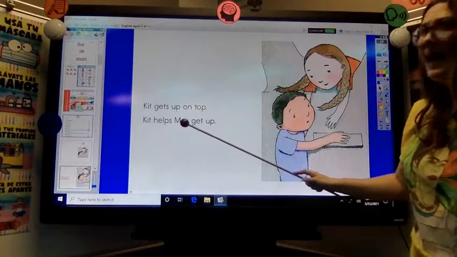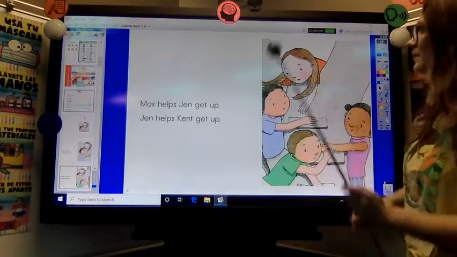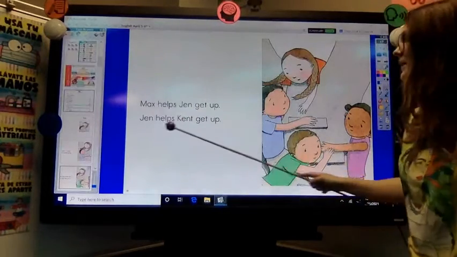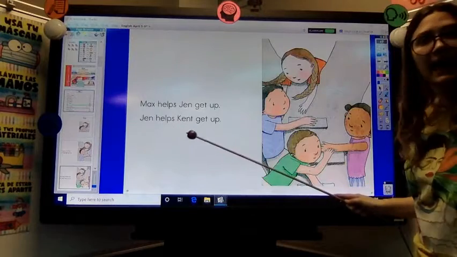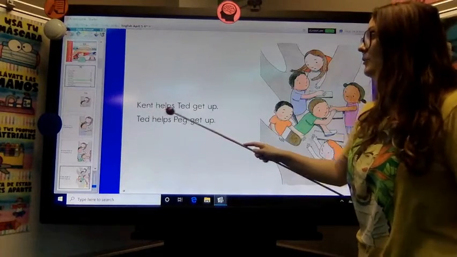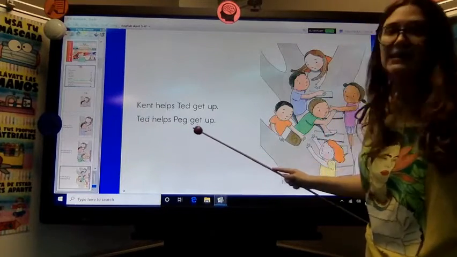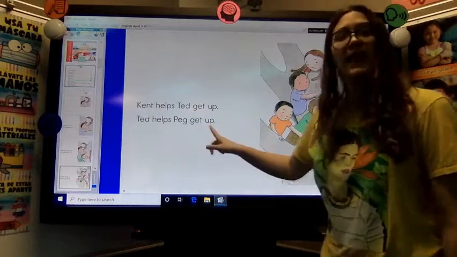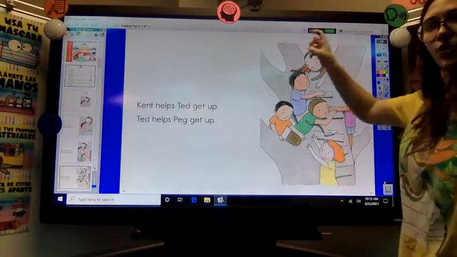Kit helps Max get up. Kit, Max. Max helps Jen get up. Right? Jen helps Kent get up. Kent helps Ted get up. Ted helps Peg get up. So we're seeing a lot of the same words and we're having some names, right? Because look at all of the people in our story.